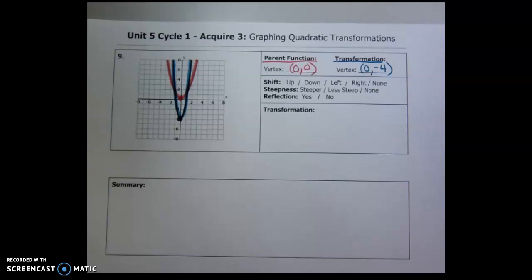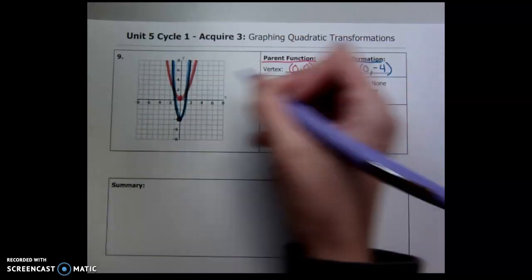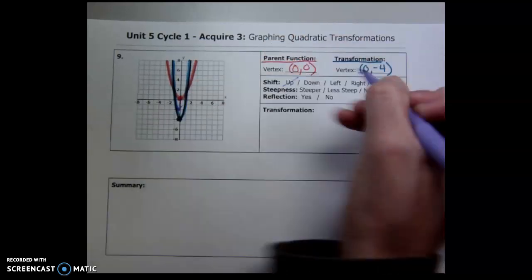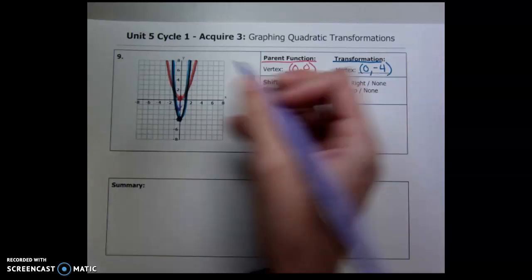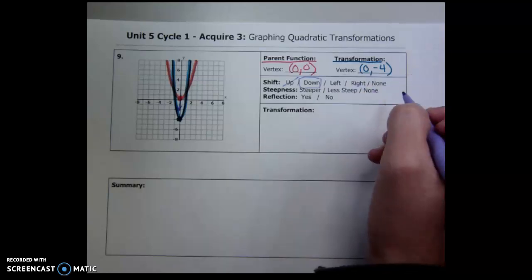Alright. Let's check our transformations. It looks like it's in more than one. Did it shift up? No. Did it shift down? Yes. Did the vertex go left or right? No. So I don't need that.